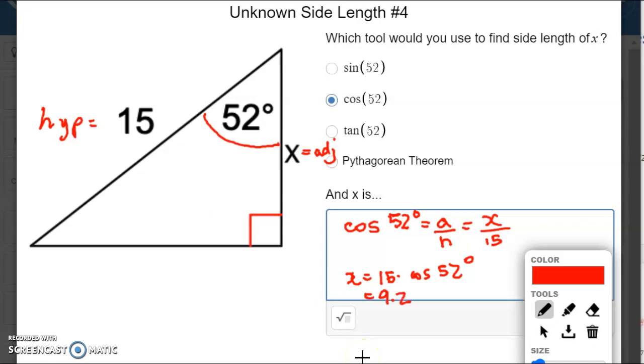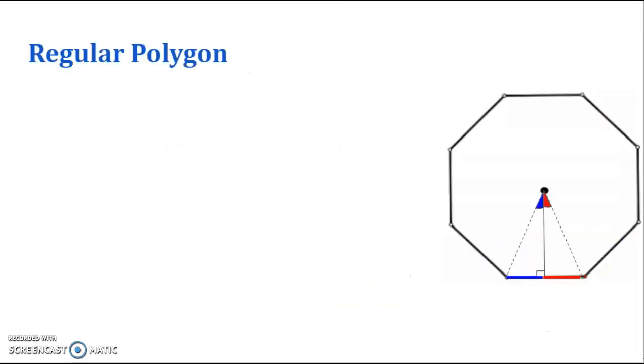And again, I check my answer to see if it looks reasonable. If the hypotenuse is 15 and the angle is about 52 degrees, does it seem right that this length is going to be 9.2? That sounds correct. We'll go back to our slides and continue in our next lesson recording.